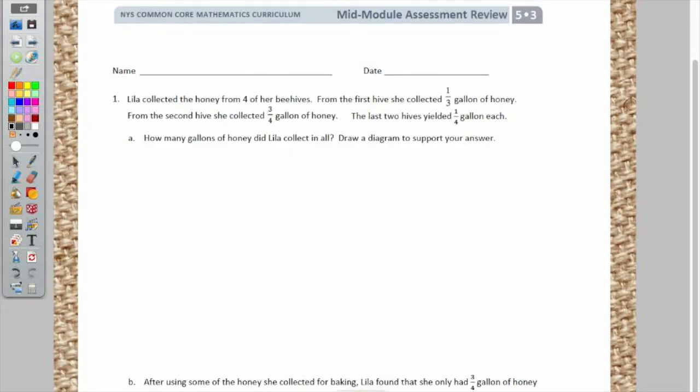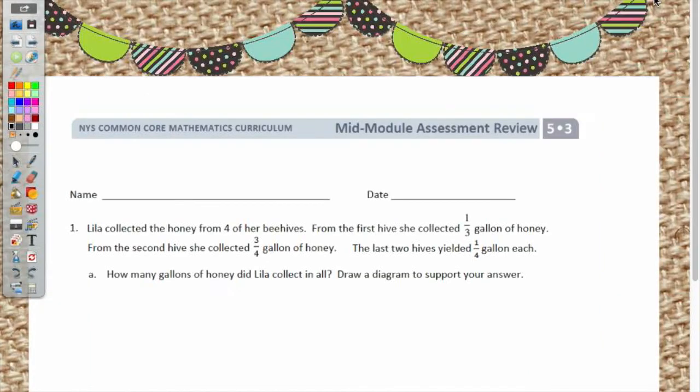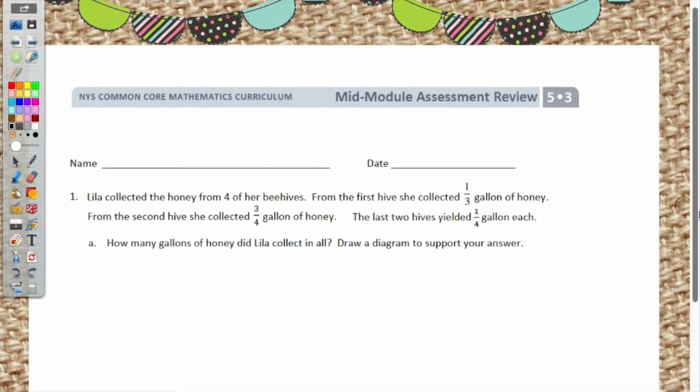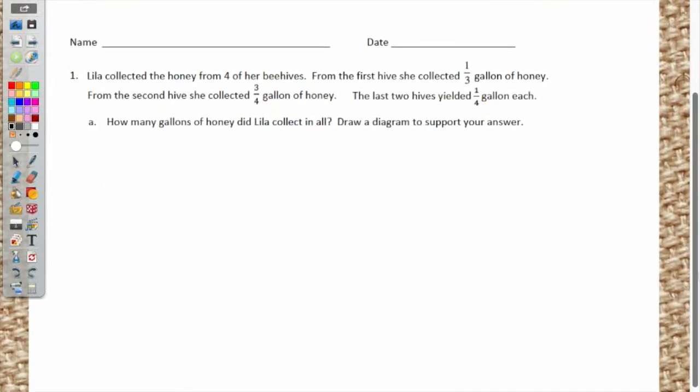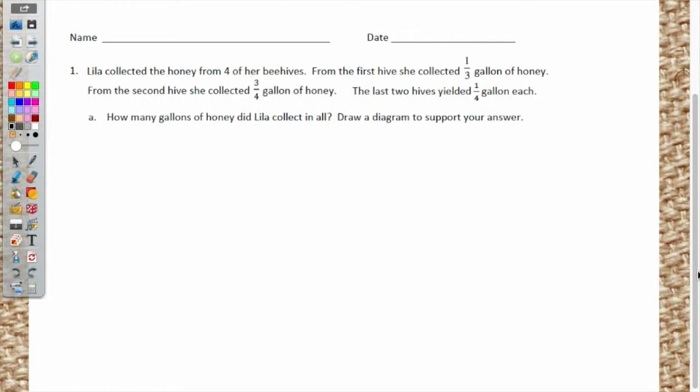Okay, it says Lila collected the honey from 4 of her beehives. From the first hive, she collected 1/3 gallon of honey. From the second hive, she collected 3/4 gallons of honey. Then I want you to put a star by this next sentence. The last 2 hives yielded 1/4 gallon each. That's a trick. We're trying to trick you, okay?